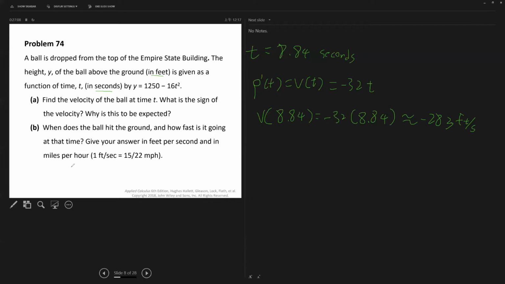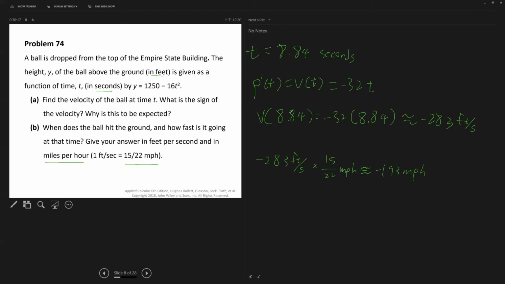Let's convert that into miles per hour. To convert from feet per second to miles per hour, all we need to do is take negative 283 feet per second and multiply by the conversion factor, 15 over 22 miles per hour, which will be approximately negative 193 miles per hour. That is very fast, almost as fast as an F1 race car.